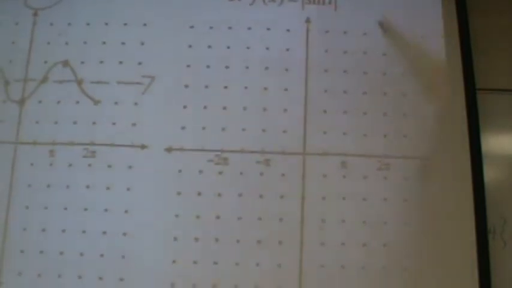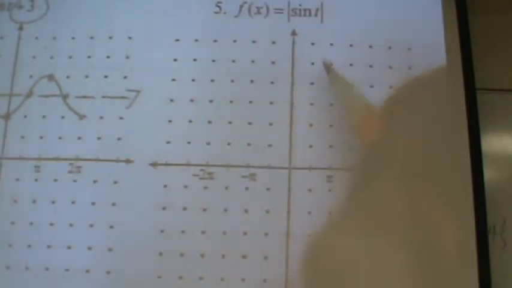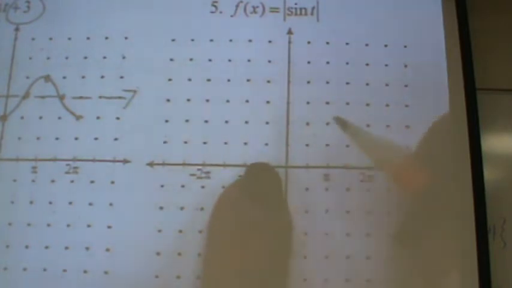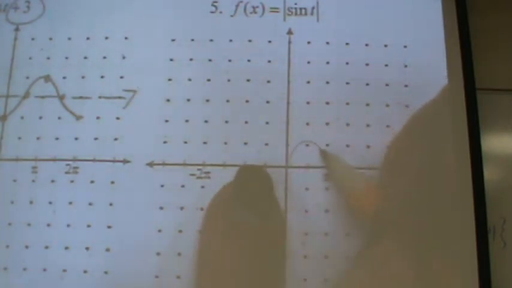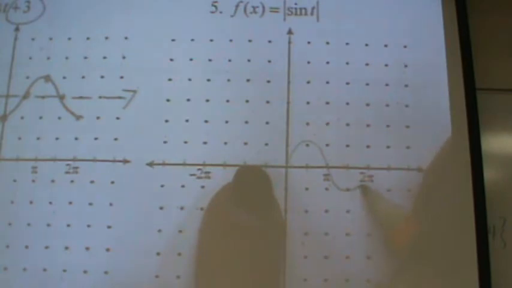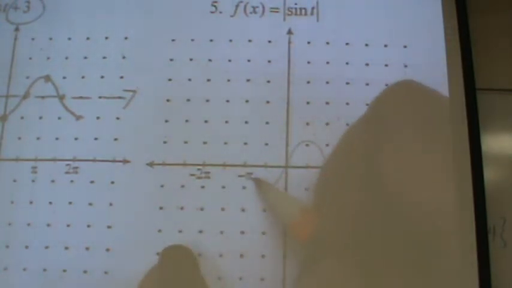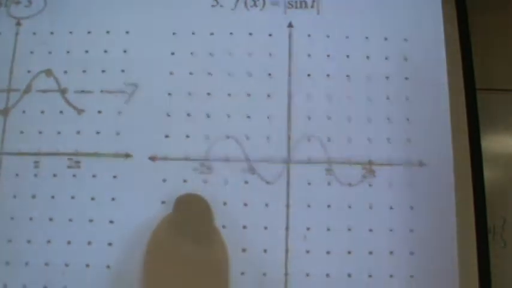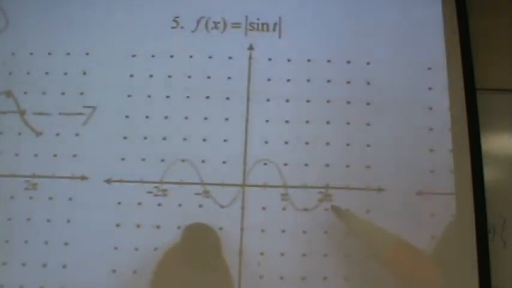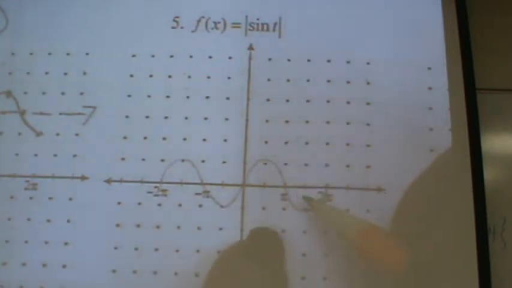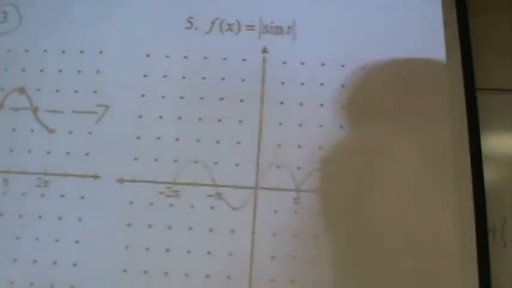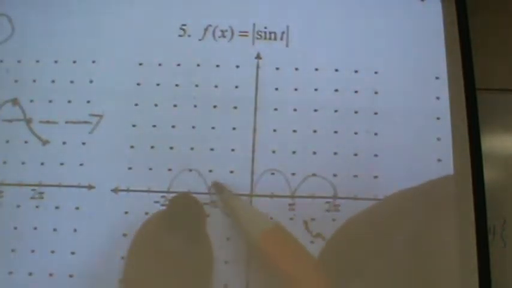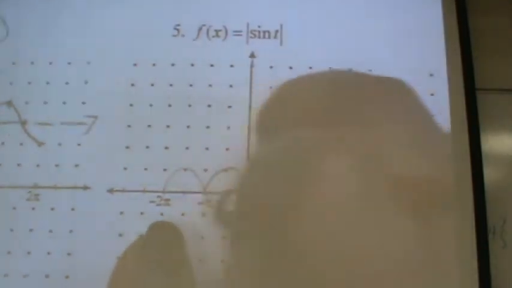Number 5, we talked about this in our notes. This is the absolute value. In the sine graph, I'm going to show you really quick, it normally looks like this. But what you're doing is you're taking the absolute value of everything, so all of these numbers here are going to be positive. So it's going to look like that, I'm going to erase that, and this piece would be up here, just like that.